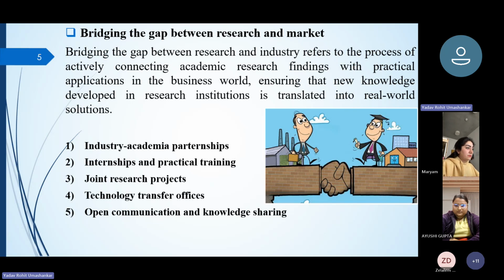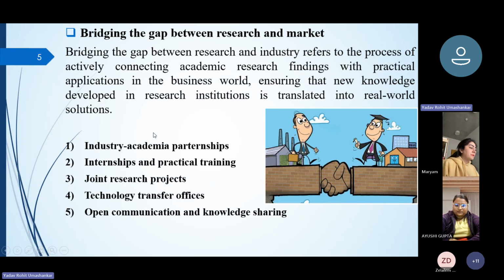Why do we need to do this? If you actively connect academic research findings with practical application in the business world, it will pave the way to transfer the technology from the research institution to the marketplace. So through what means can we do this? Let's look at the industry academia partnership.